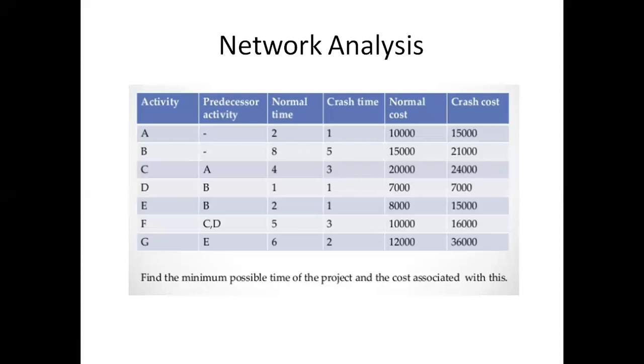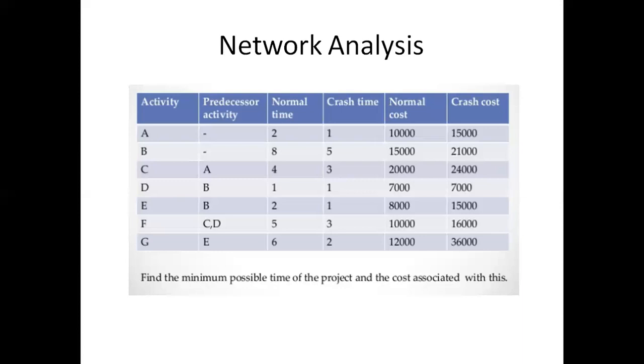For activity C, the normal cost is 20,000 and the crash cost is 24,000. For activity D, normal cost is 7,000 and crash cost is 7,000. For activity E, normal cost is 8,000 and crash cost is 15,000. For activity F, normal cost is 10,000, crash cost is 16,000. For activity G, normal cost is 12,000 and crash cost is 36,000. Likewise, for activity B, the time reduces from 8 days to 5 days. For C, 4 days to 3 days.